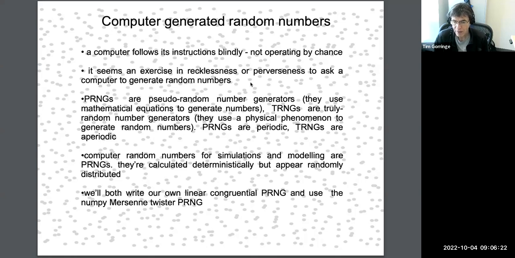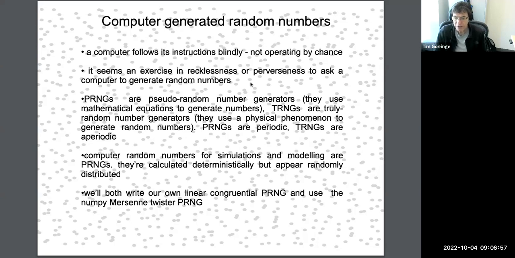At first sight, it seems a little crazy to ask the computer to generate random numbers. Computers are devices that follow the instructions that they're told. Computers are not devices that operate by chance. So how do we make random numbers in a computer? In fact, it seems a bit reckless, perverse to ask a computer to make random numbers.